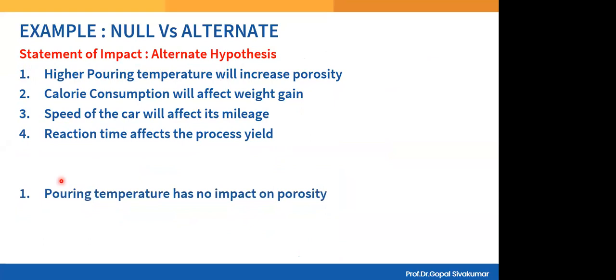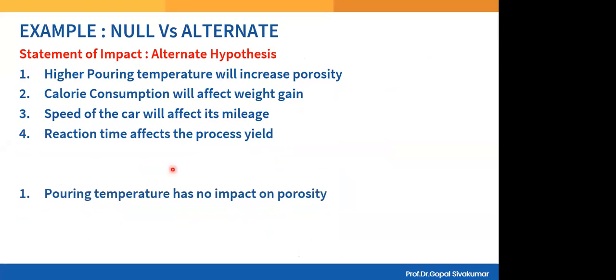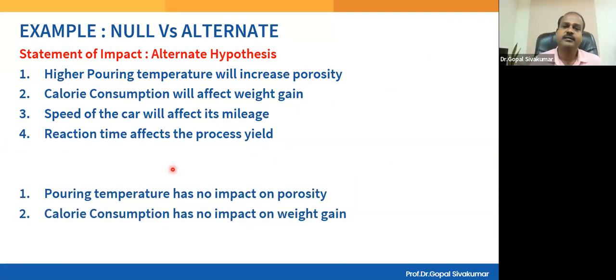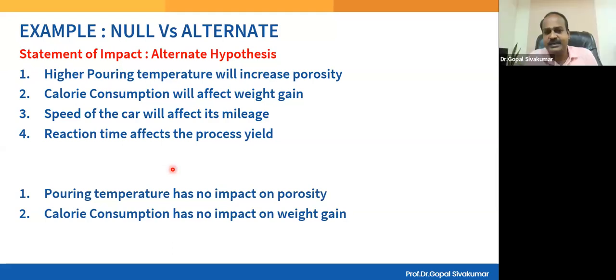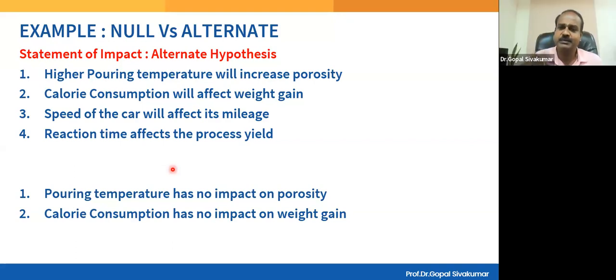Pouring temperature has no effect on casting quality. Null. Calorie consumption has no impact on your weight gain. Null. You know that calorie consumption can impact your weight. That's an innocence, isn't it? That's why the null hypothesis is always a statement of innocence. Sometimes your company innocently believes wrong things.